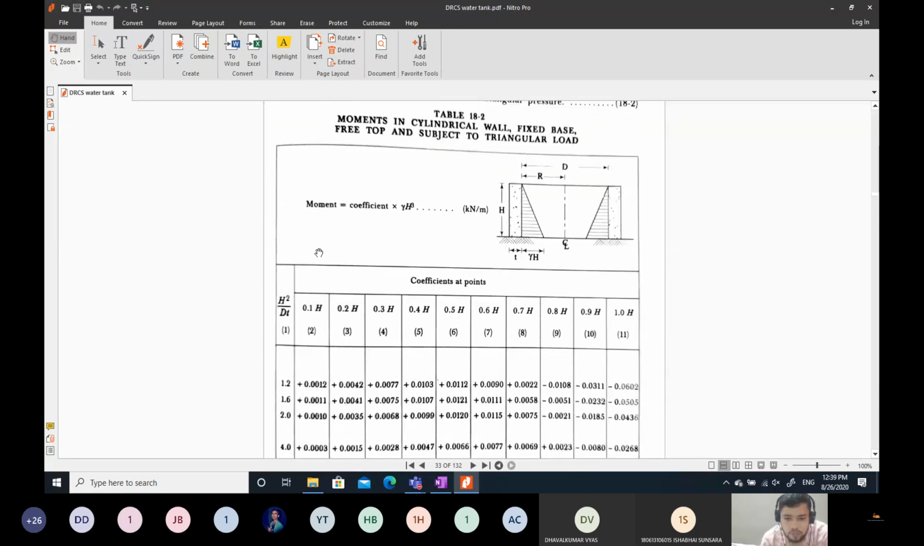Okay. And for moments, for different h square by dt ratios of the tank, you can get the values of the coefficient for different heights of the tank. So 0.1, 0.2 up to 1 h, meaning full depth h. You get the coefficient, and you multiply this coefficient with gamma times h cubed, and you get the bending moment. Okay? And this is for the moments in cylindrical walls of circular tanks. So cylindrical wall means tanks are circular and fixed at the base and free at the top. So it is the condition for fixed base and free top.